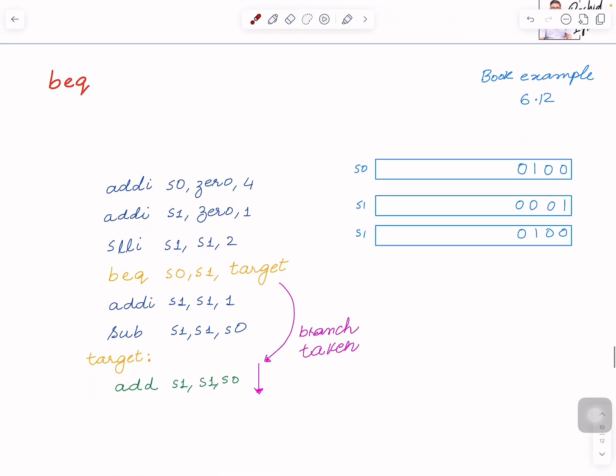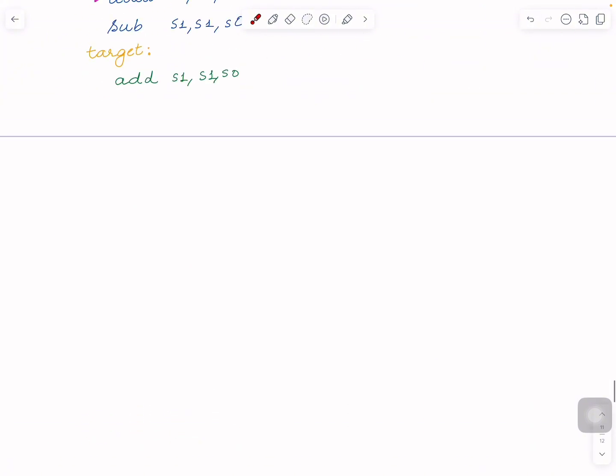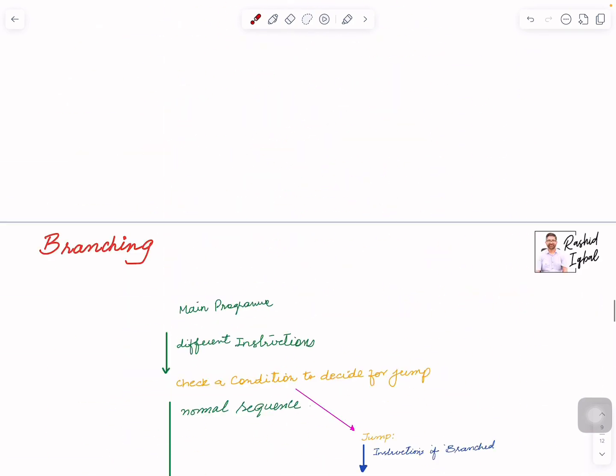We look at an example here. This is where the label is. If S0 and S1, their contents, are equal according to this instruction, then we jump here. Then the sequence after this instruction is here, not these ones. And then we looked into branch not equal. That's all we covered last week.